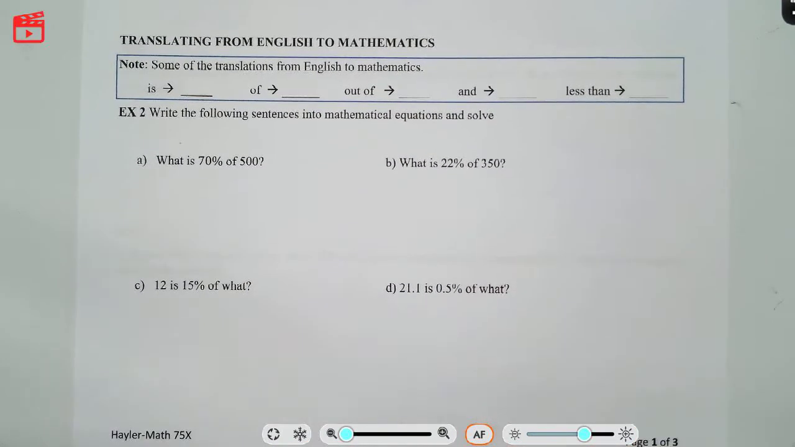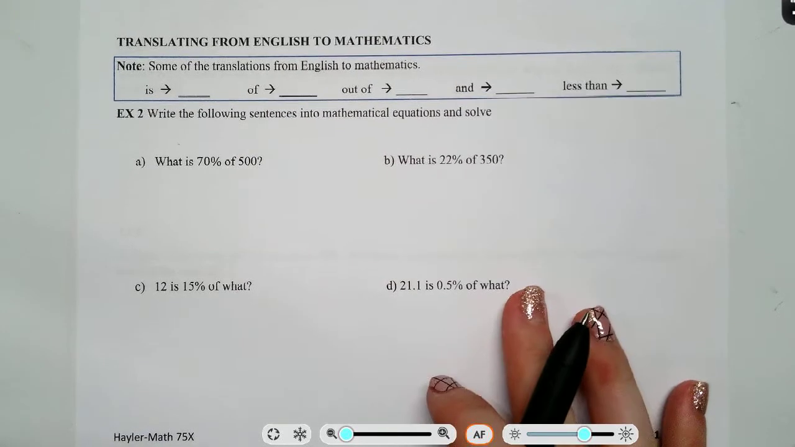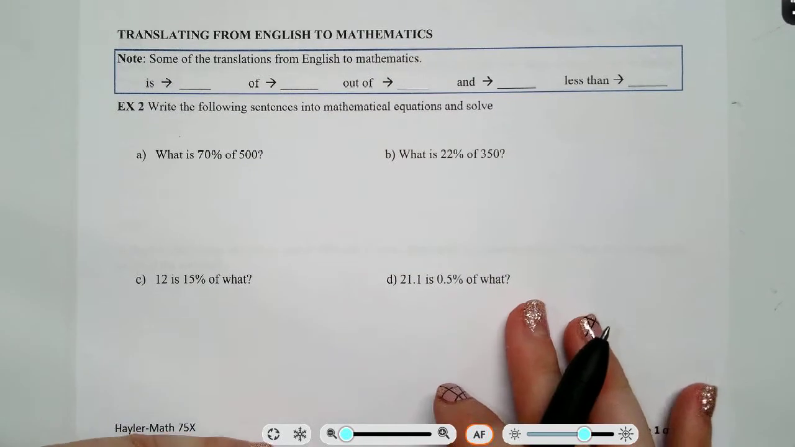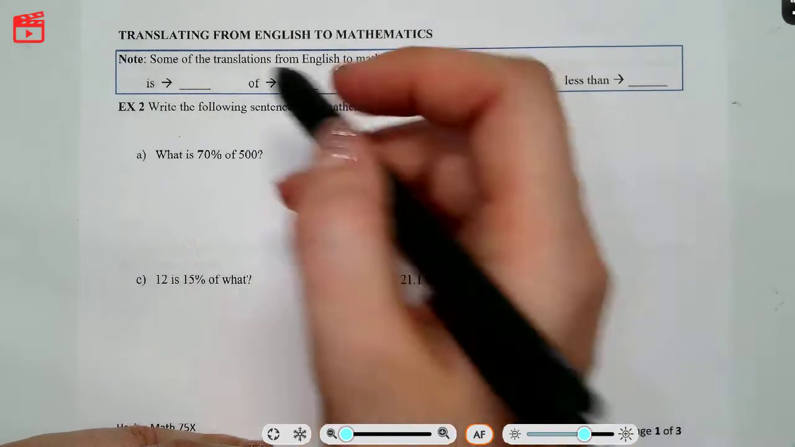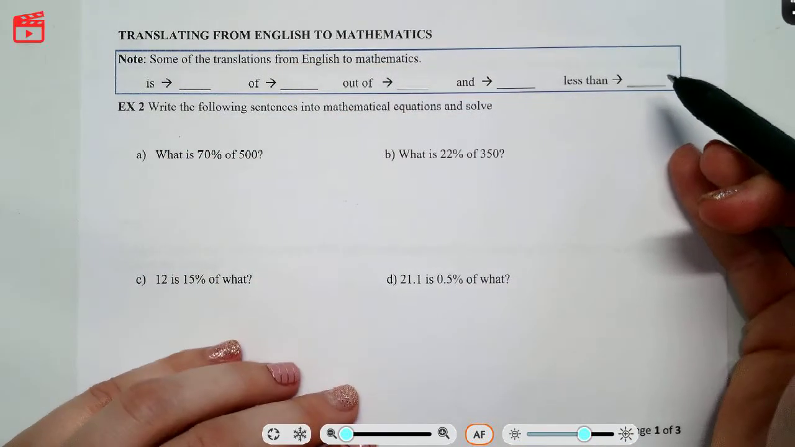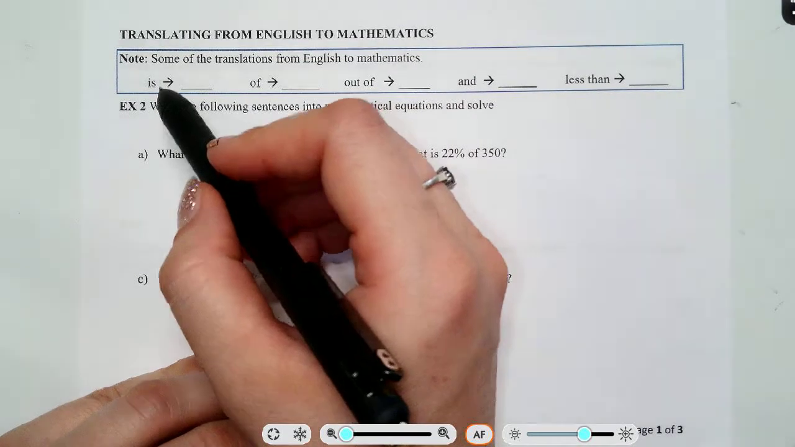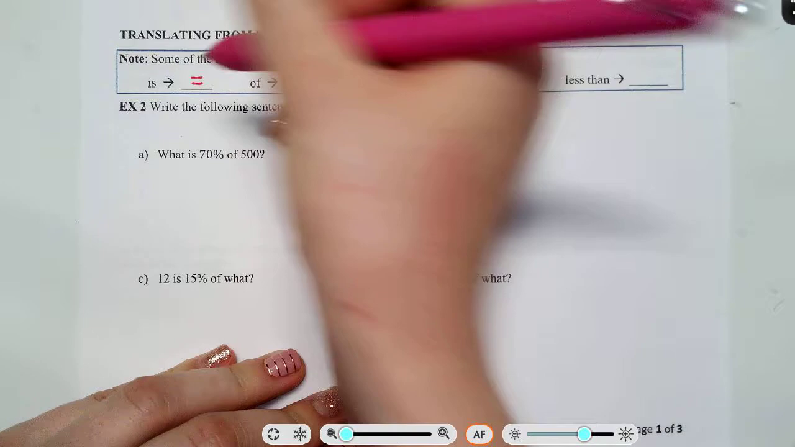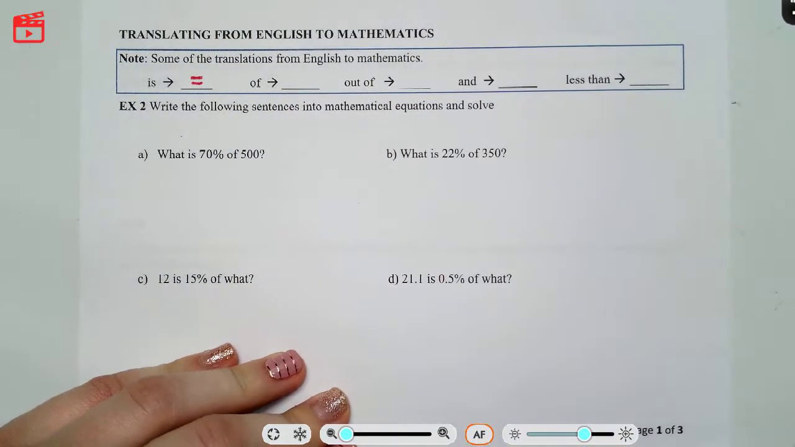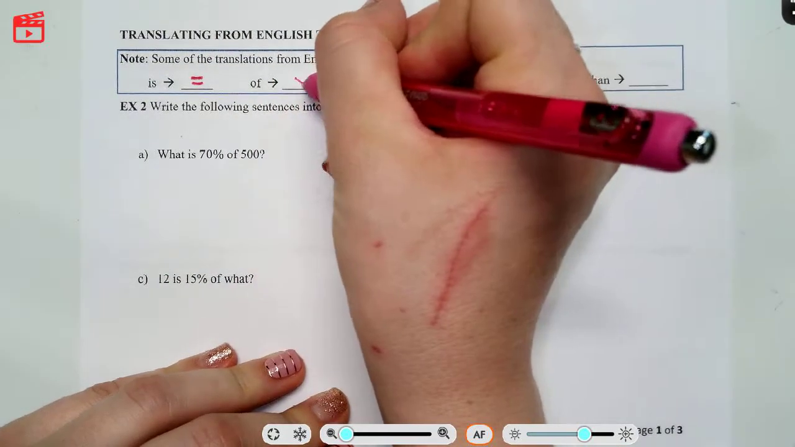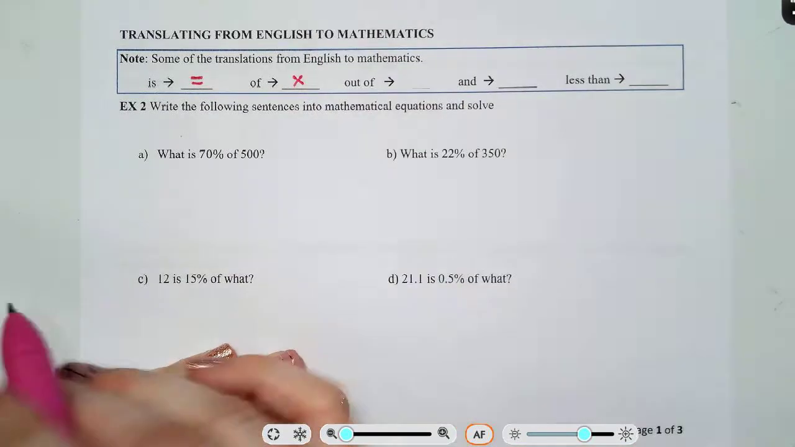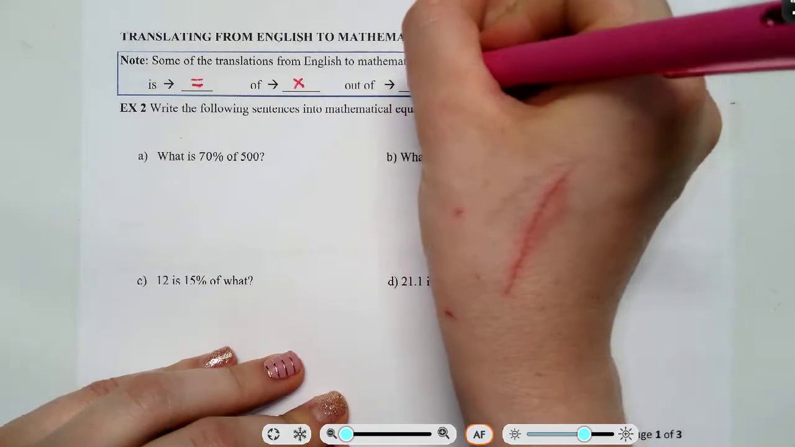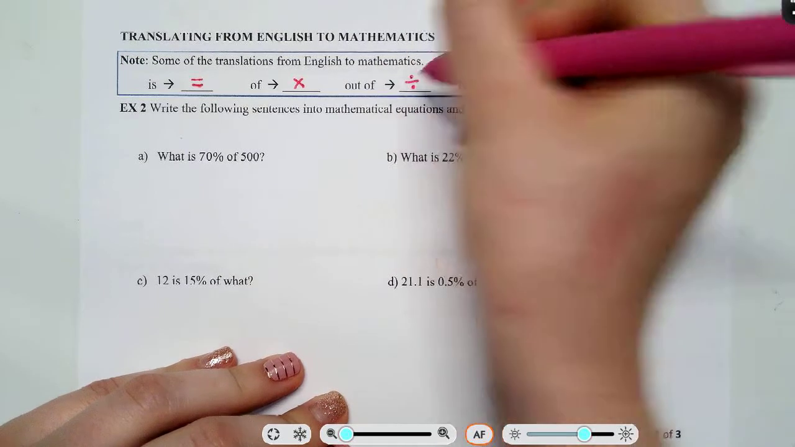All right, so we're going to work on translating from English to mathematics, because remember, often mathematics is just a symbolic language. So let's see, note some of the translations from English to mathematics. So here are a few of the common translations. If you see the word is, that's the equal sign in mathematics. Of would be multiplication. Out of is actually division. So you gotta be careful there. If you see out of, that means division.